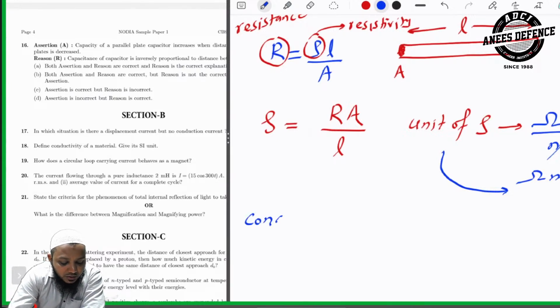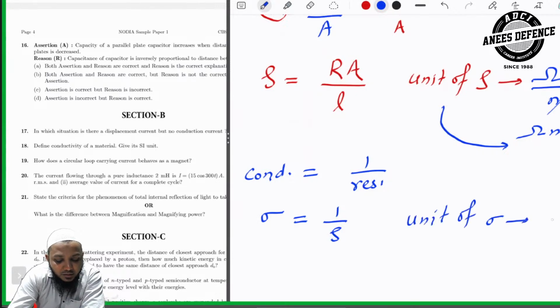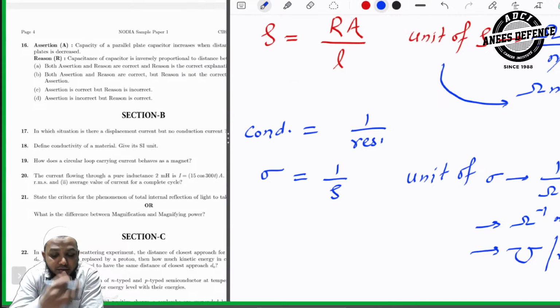Now conductivity is what? Conductivity is 1 upon resistivity, and conductivity is represented by sigma, equal to 1 upon rho. Therefore, the unit of sigma will be 1 upon ohm meter. 1 upon ohm meter means ohm inverse meter inverse. So ohm inverse can also be written like this, reverse omega. So mho per meter.